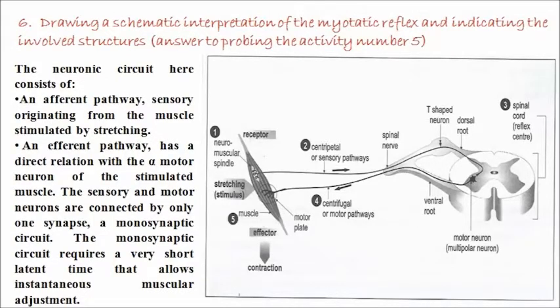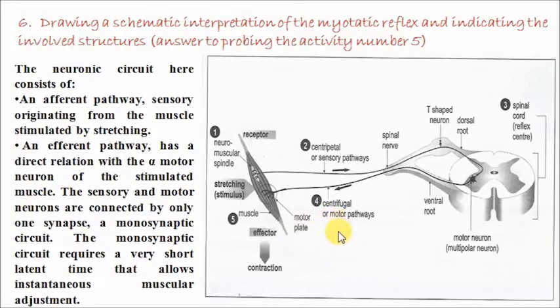We come now to the final slide and the final point, which is how the structures that we have explained are all involved in the myotatic reflex. Here we have a schematic interpretation of the myotatic reflex indicating the involved structures. And by the way, this is the answer to probing activity number 5 in your book. You're asked to draw a schematic interpretation.